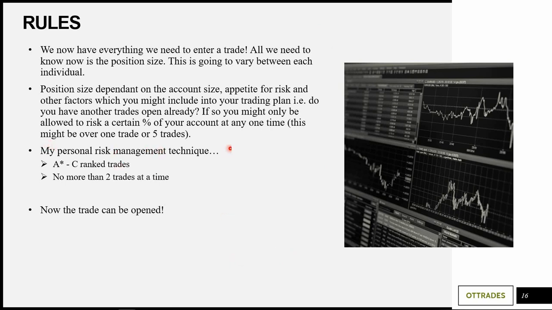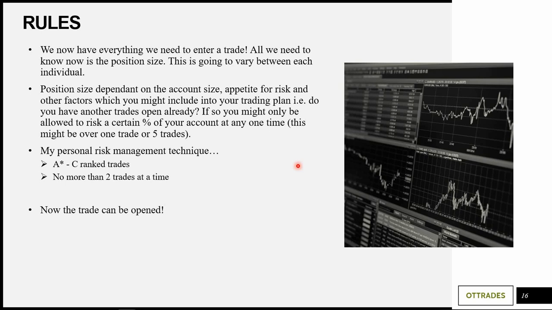So my personal risk management technique, from what I've backtested: I rank my trades based on their success, profitability, drawdown, recovery factor. So if I go into drawdown, how quickly does it take me out of that drawdown? Win percentage, risk reward ratio. I rank them all based on all of these factors individually. I rank them all from A star to C.